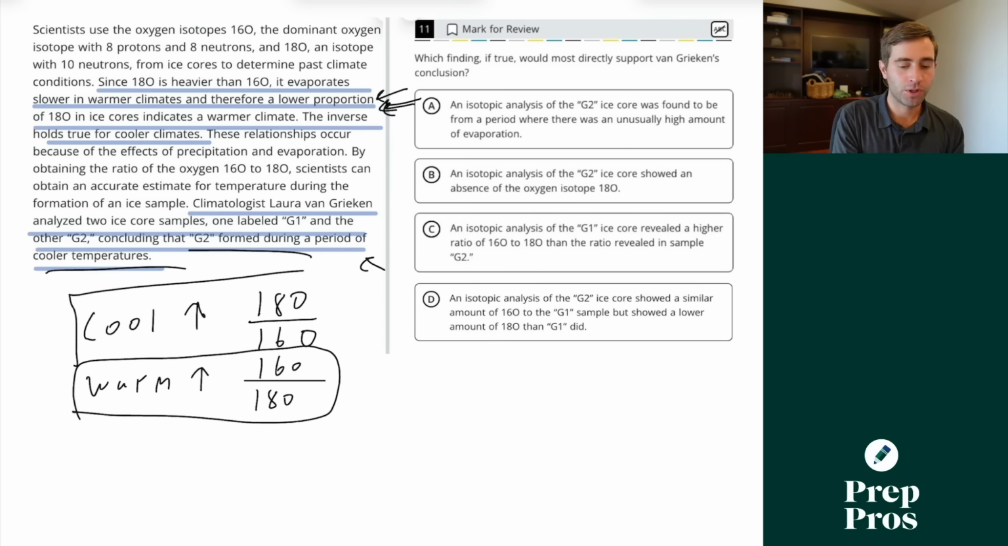And therefore, if we're looking for cooler, since they say the inverse holds true for cooler climates, well, if we want to see cooler, we want to have a higher proportion of 18O to 16O. Now we're armed with our information so we can very comfortably evaluate our answer choices.